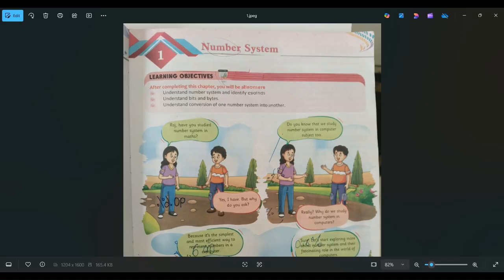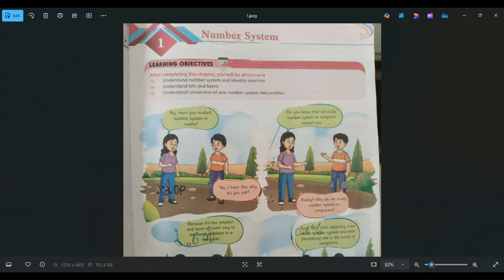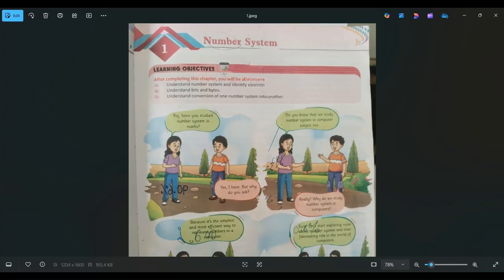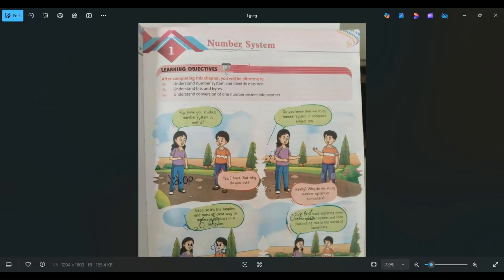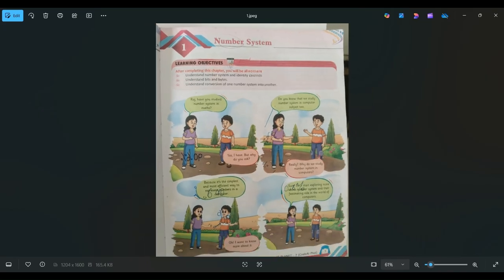Okay, and there are different types of number systems we'll cover in this chapter: the decimal number system, binary number system, octal, and hexadecimal number system, and their conversion as well. So let's begin.